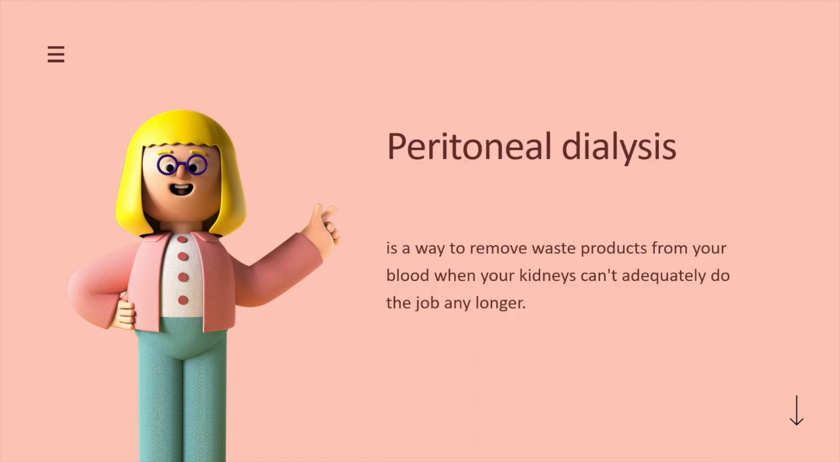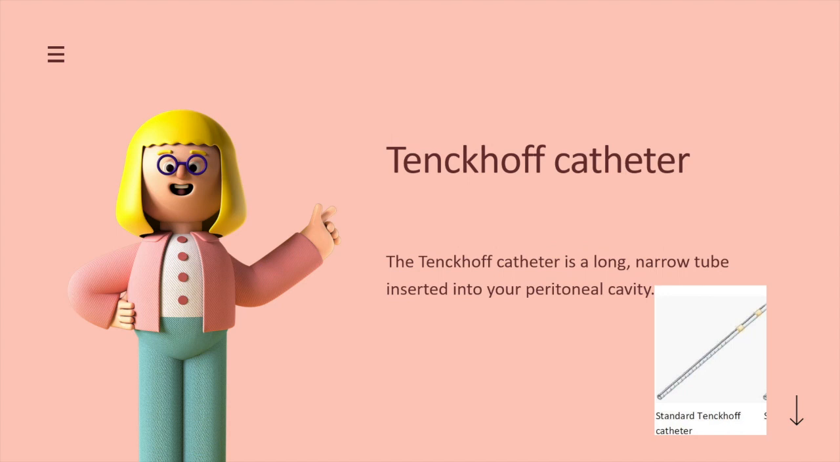Peritoneal dialysis is a way to remove waste products from your blood when your kidneys can't adequately do the job any longer. Tenckhoff catheter. The Tenckhoff catheter is a long, narrow tube inserted into your peritoneal cavity. The catheter is tunneled under your skin and then brought out. The place where it comes out of your skin is called the exit site.